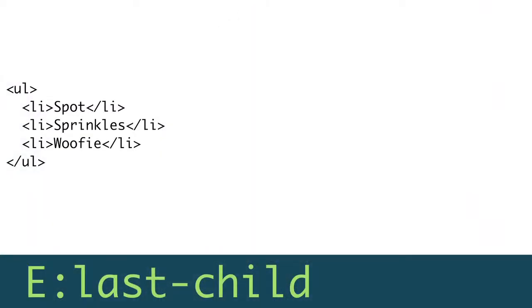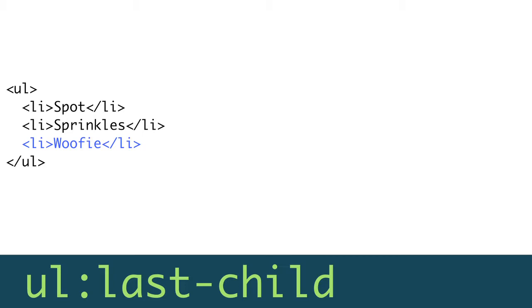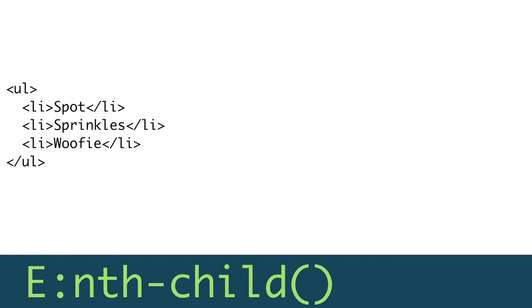CSS2 already has several pseudo-class selectors, but CSS3 adds a ton more. Let's check it out. In last week's episode, I talked about the first child selector, and the last child selector is similar. Let's say you have an unordered list and you want to select the last item. Rather than applying a special class on the last item, it's much cleaner to select it using the last child pseudo class. Next is the nth child pseudo class.